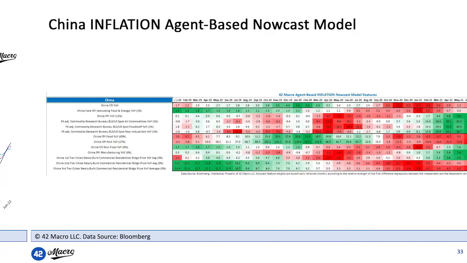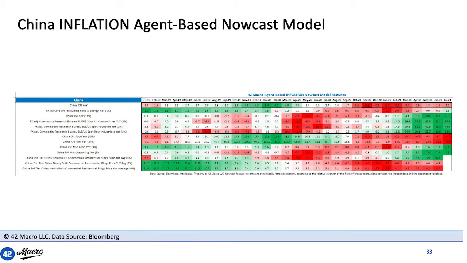On slide 33, looking at the China agent-based nowcast model. So one thing I call out here is that you're actually still seeing an acceleration in PPI, particularly manufacturing PPI, things like that. So that to me is telling you that there's still a decent amount of inflation in the system. That's supportive of our GRID model's view on the previous chart, that inflation in China is likely to trend higher from here.